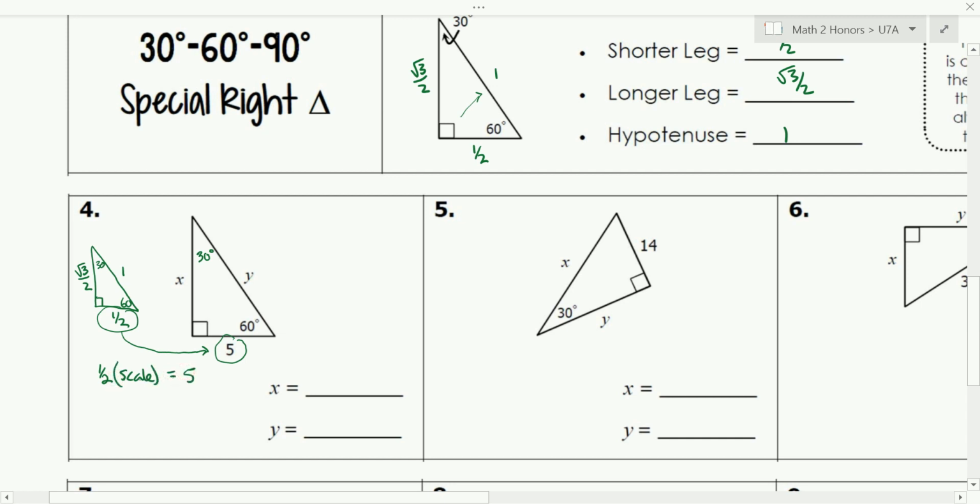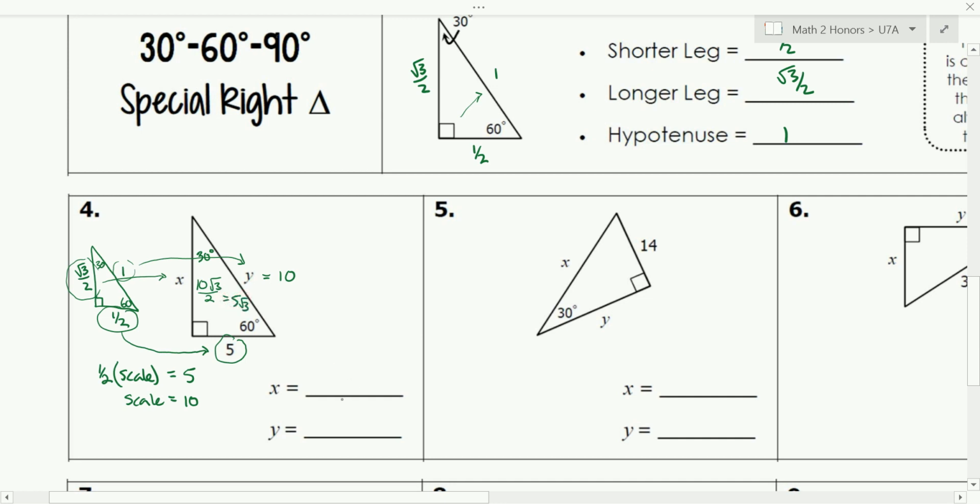And if I multiply both sides by 2, I get my scale is 10. So I know this triangle on the right is 10 times bigger than the triangle on the left. On the left, the hypotenuse is 1, so on the right, the hypotenuse is 10 times bigger. On the left, the side across from 60 degrees is root 3 over 2, so on the right, that's going to be 10 times that. So 10 times root 3 over 2, which can reduce to what? 5 root 3. And we're done.